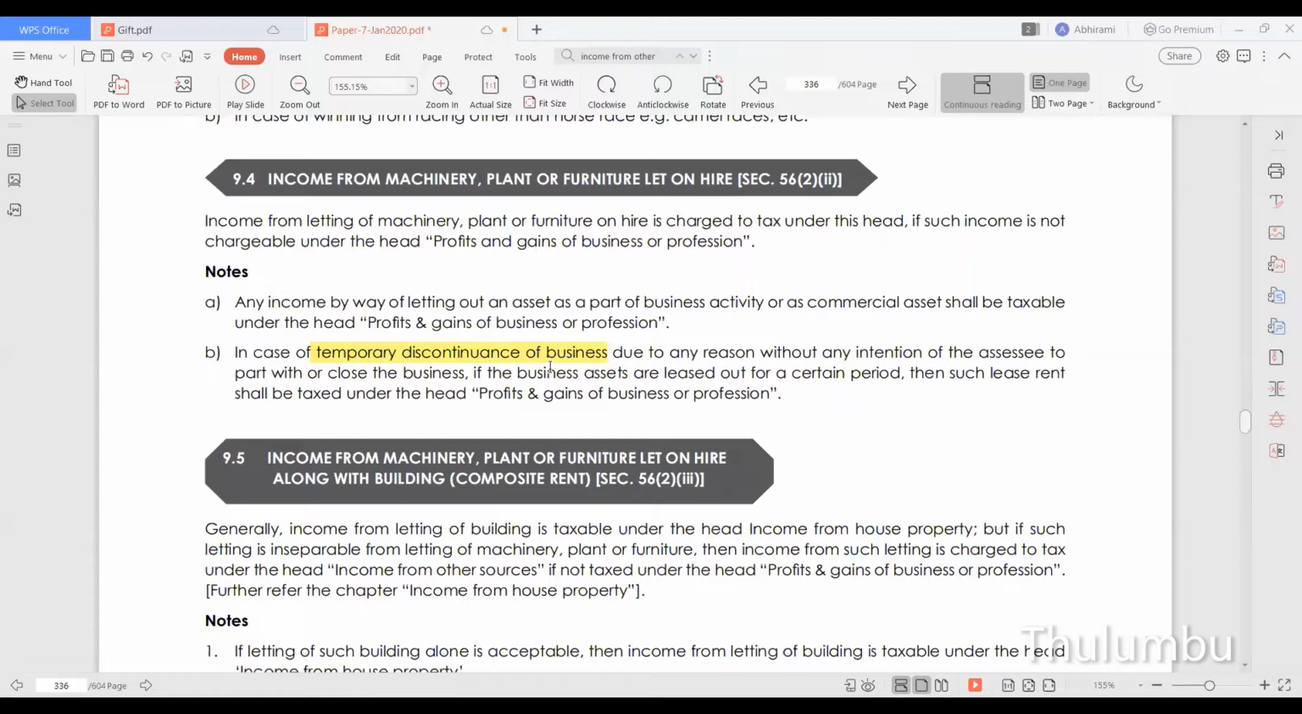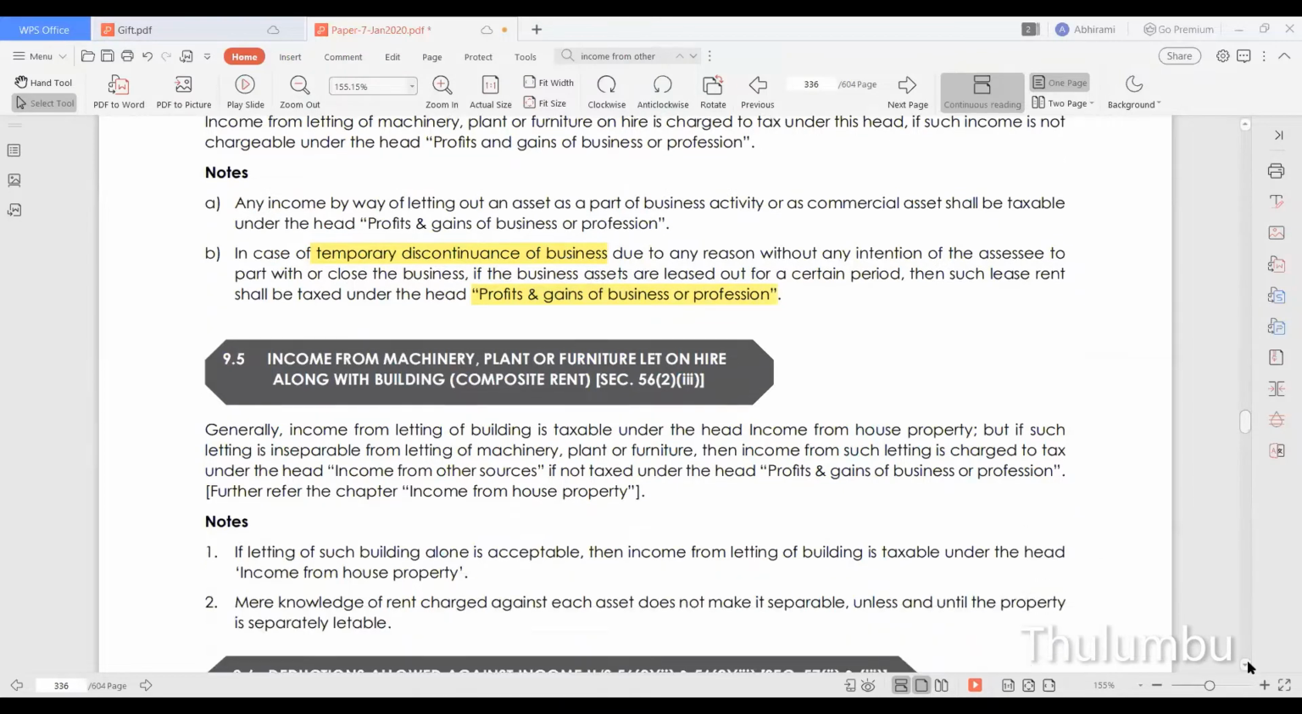At that time, if I am letting out my machinery for hire, then it is taxable as PGBP income and not income from other sources. So in all other cases, where it is not the main business and I let it out, it is taxable as income from other sources.